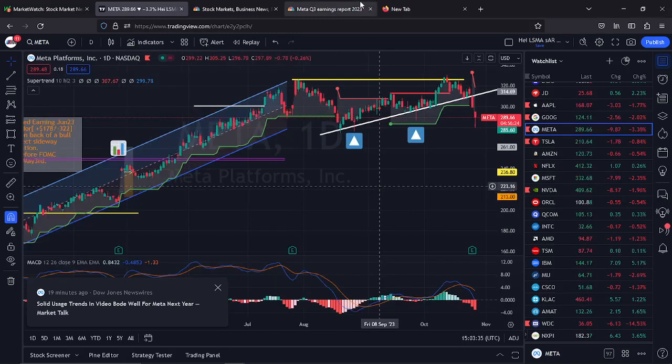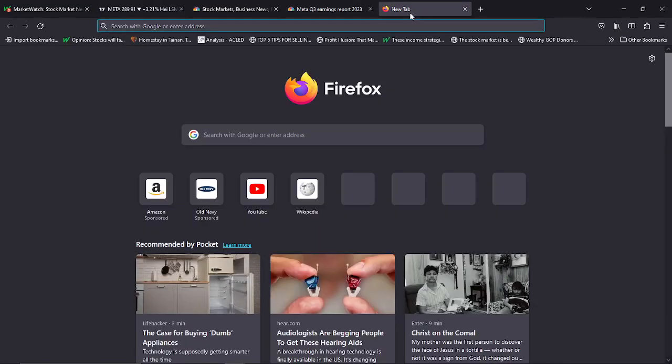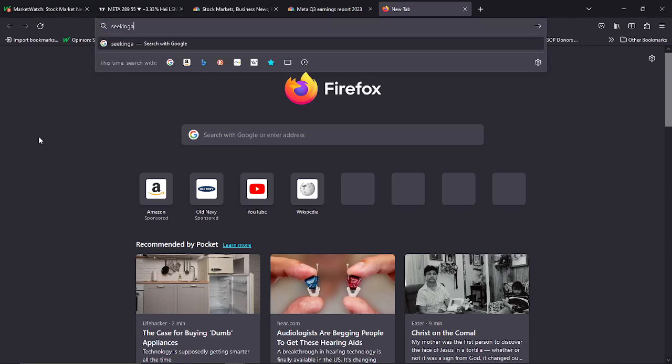The best thing is to look at other people's opinions. How do you find that? There are a couple of places. Reddit is one place, but you don't always get serious people. You get people who are just around. And let me introduce you to a site called Seeking Alpha.